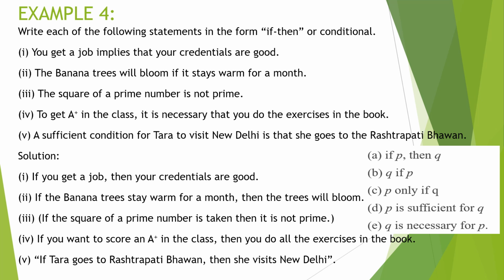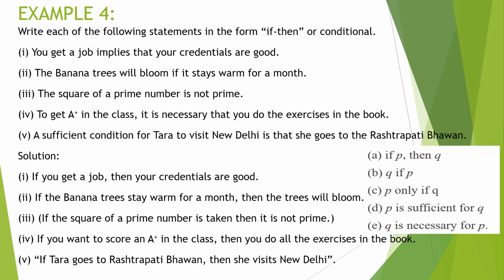Second, the banana trees will bloom if it stays warm for a month. If the banana trees stay warm for a month, then the trees will bloom. Remember here if is with the component statement banana trees stay warm for a month. So the given statement written in the form of if then is if the banana trees stay warm for a month then the trees will bloom.